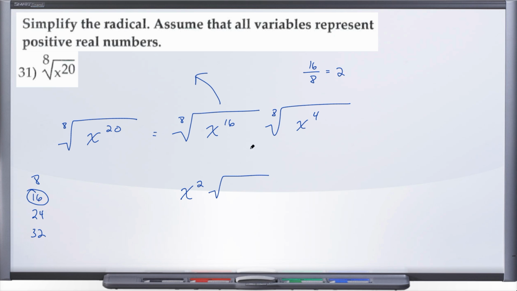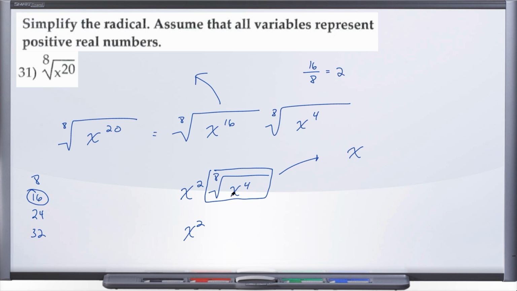And then we can go ahead and rewrite our garbage, which is the 8th root of x to the 4th. Now, you might be tempted to stop here, but we can actually take this garbage radical and simplify it one more time. How can we rewrite this radical? We can rewrite it in exponential form, right? So we're going to have our x squared. Let's just rewrite that for now. But this radical here, as I said, we can rewrite in exponential form.